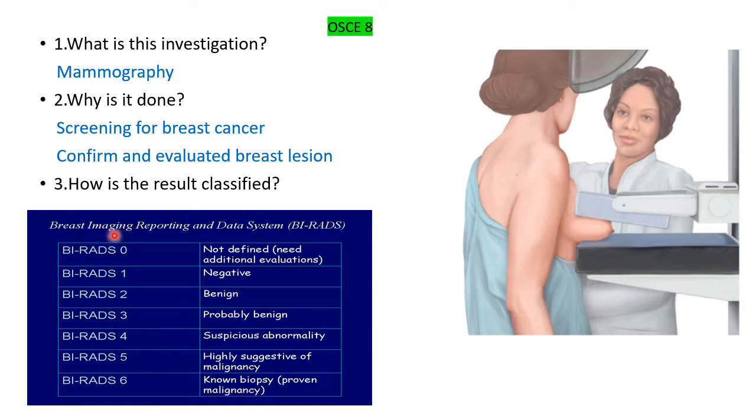The Breast Imaging Reporting and Data System, BIRADS, can be classified as BIRADS 0 to 6. BIRADS 0 is not defined. BIRADS 1 is negative. BIRADS 2 is a benign lesion. BIRADS 3 is probably benign. Okay, there is some suspicion of malignancy. 4 is a suspicious abnormality. BIRADS 5 is highly suggestive of malignancy, and BIRADS 6 is a biopsy proven cancer.